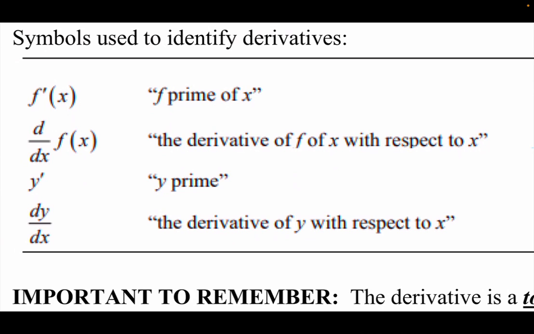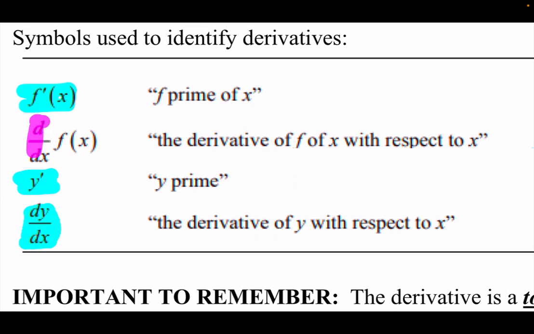For the rest of the year, you're going to see a lot of these guys here. So knowing what each means is important. Anything with a prime, f prime of x, y prime, means this is the derivative. dy over dx is the same thing. So these guys are all the same thing. Let me highlight them. So this guy and this guy all mean the same thing. Here's the derivative. Here's the derivative.